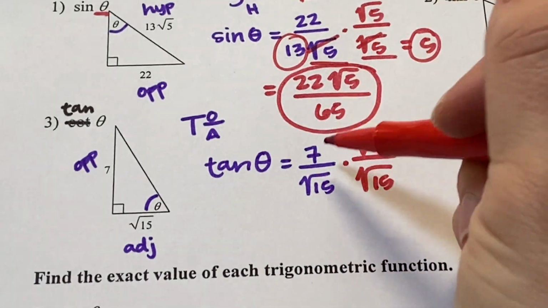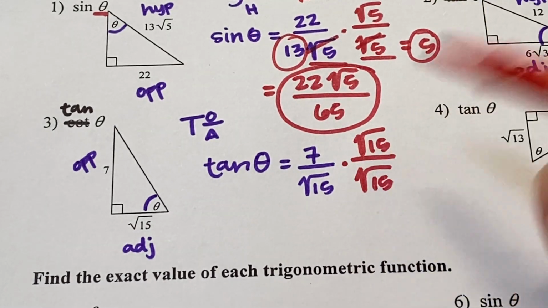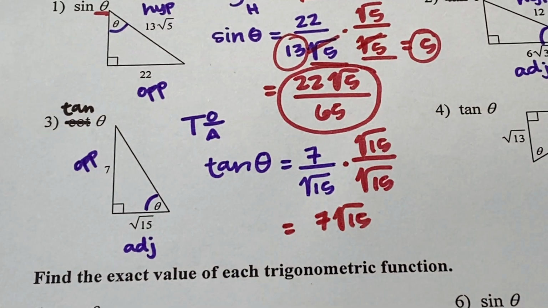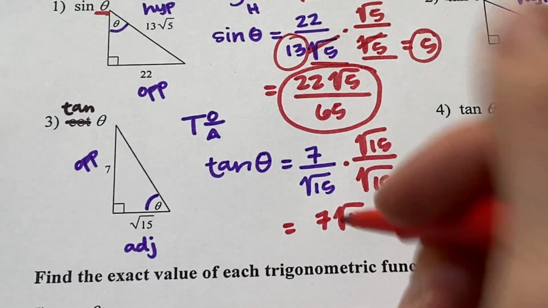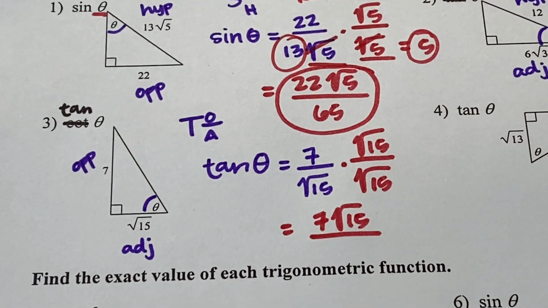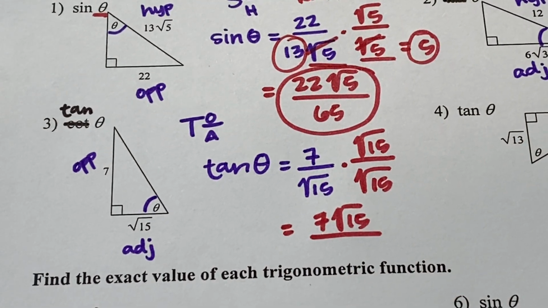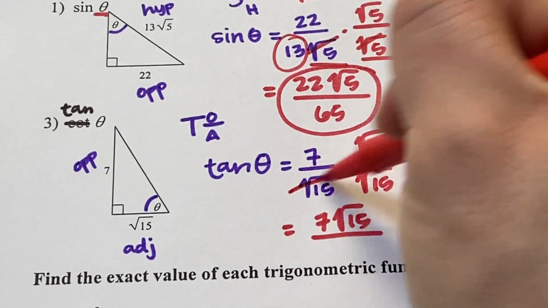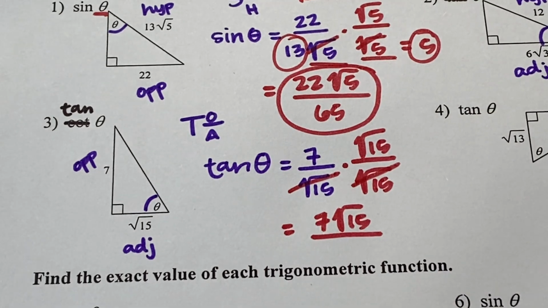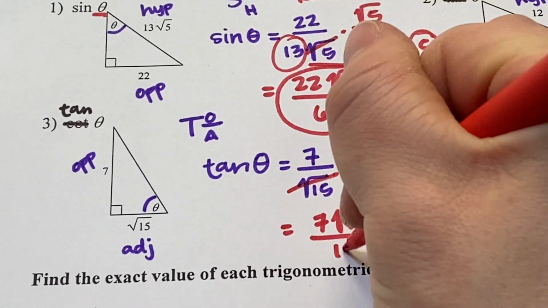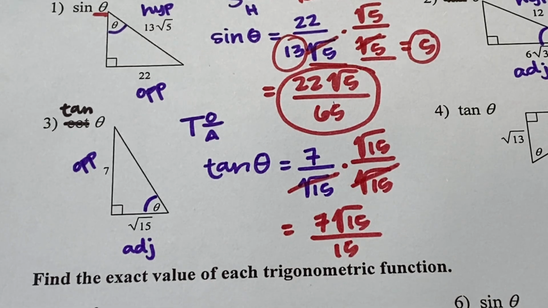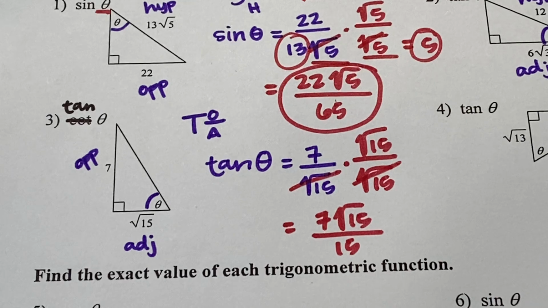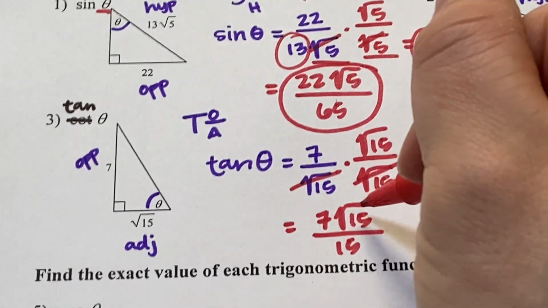Okay, so numerator is really simple. 7 times root 15 simply turns into 7 root 15. And the denominator is actually really simple this time, you guys. Root 15 times root 15. Okay, well, remember, those guys just cancel out. You're just left with what's inside. So, 15. So our final answer, 7 root 15 over 15. Nice and pretty.